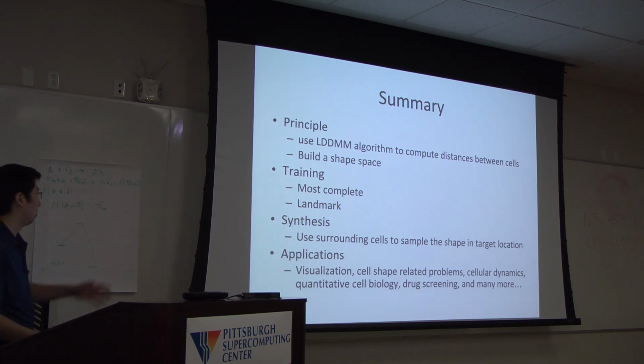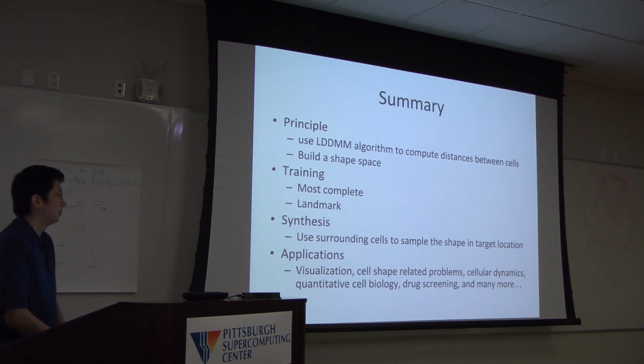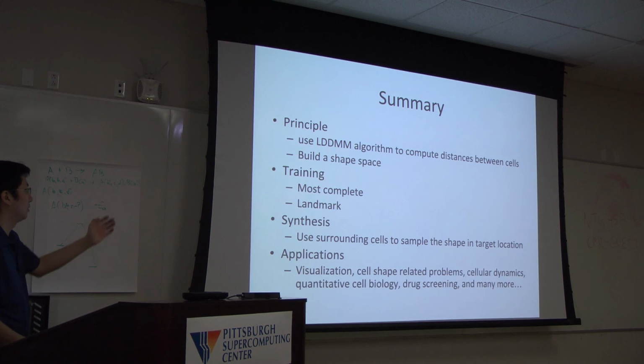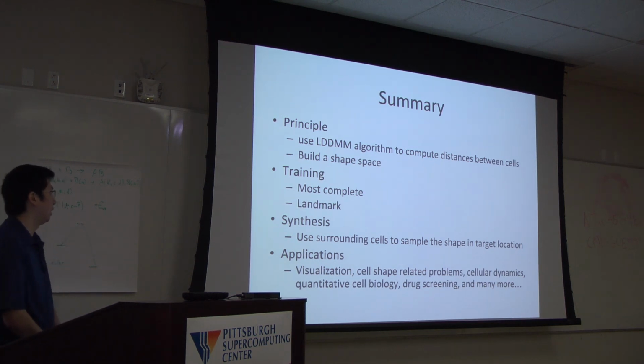For the synthesis, we use the surrounding cells to sample the shape in target locations, and the model has a lot of different applications, such as visualization, cell shape related problems, cell dynamics, drug screening, and so on. Yeah, that's all. Do you have any questions?